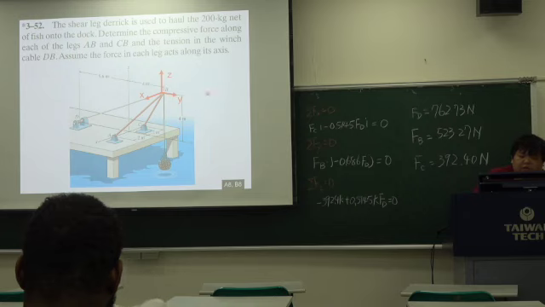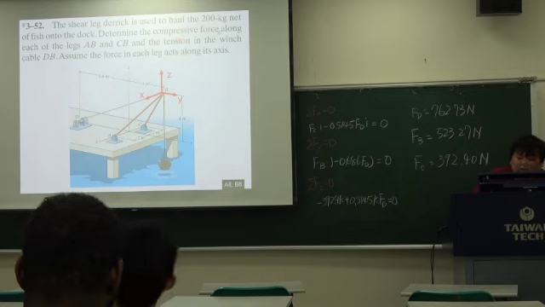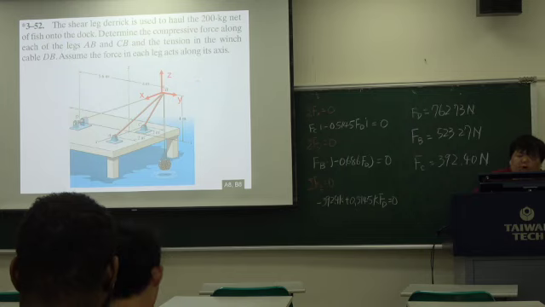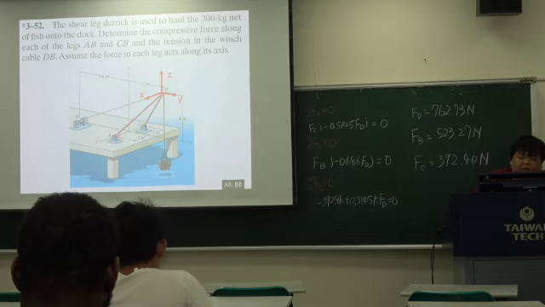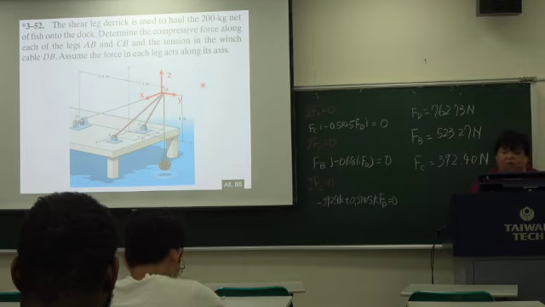So we need to determine the compressive force at AB and CB, and the tension in the reaching cable EB. So the direction is different. When we put the origin at the point B, the force direction is from A to B, not B to A. So we have some difference in this exercise.